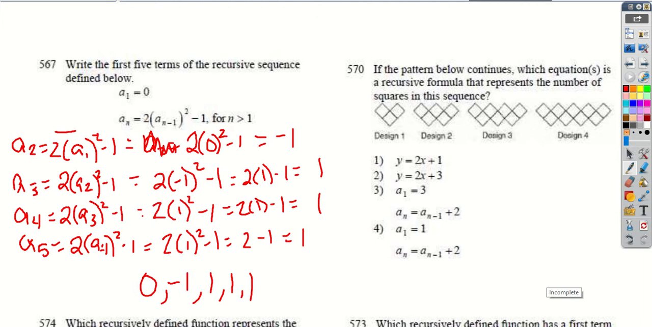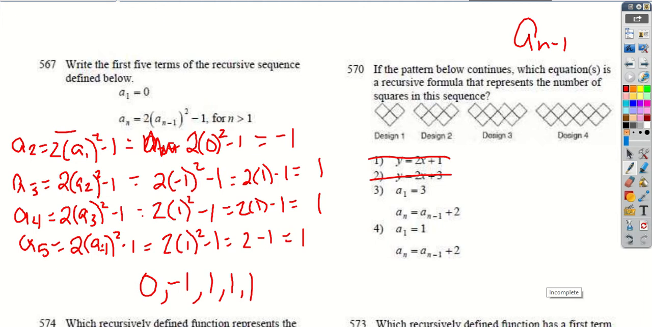If the pattern below continues, which equation is the recursive formula that represents the squares of the sequence? Now, the recursive formula is always going to be something with a sub n minus 1. That's how I know it's recursive. So these two are out, okay? Those are like an explicit formula for the equation.